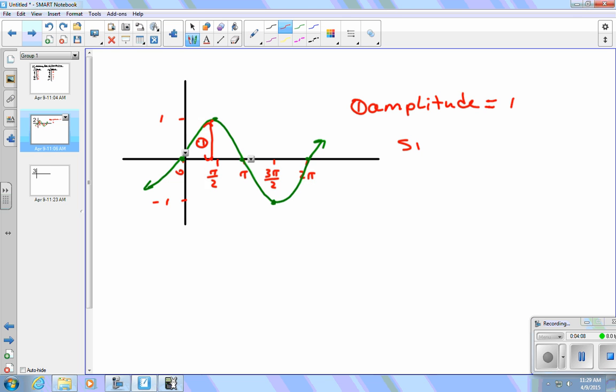The sinusoidal axis is the horizontal line that runs through the center of the graph. As you can imagine, once we start doing vertical translations, the sinusoidal axis will change because the x-axis will no longer be in the center of that graph. But in this case, the sinusoidal axis is y equals 0, which is the x-axis.